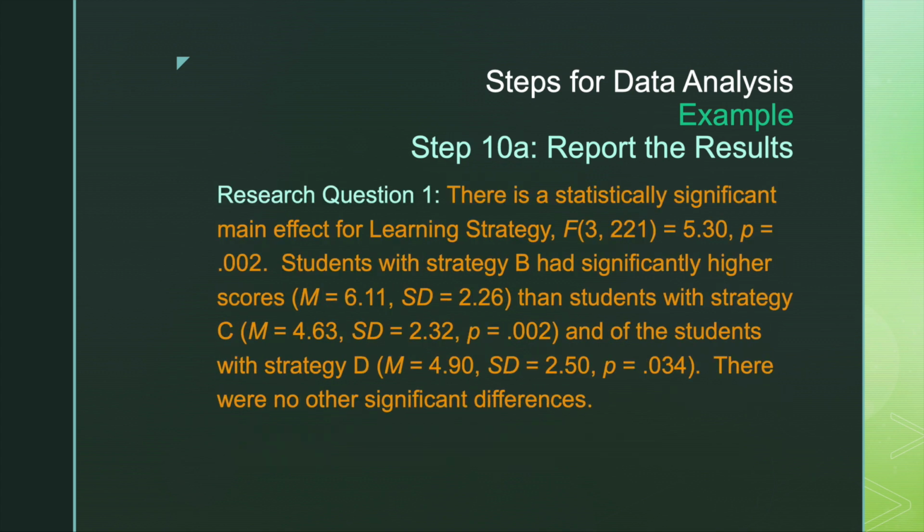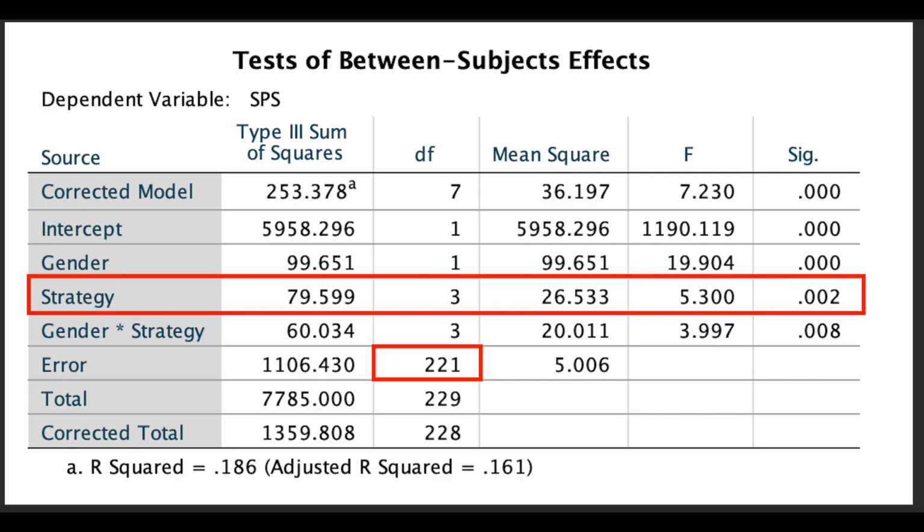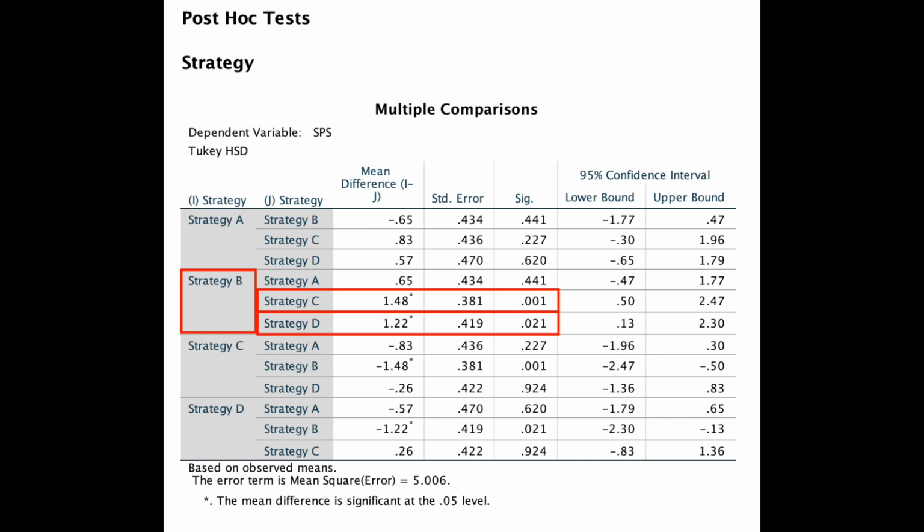So for research question 1, which was studying the main effect for learning strategy, we found that there was a statistically significant main effect for learning strategy with all of those fun statistics that we looked up from the main two-way ANOVA chart. Our follow-ups found that students with strategy B had significantly higher scores than students with strategy C and those of students with strategy D. There were no other significant differences. All of that came from this table here and the other table right here.